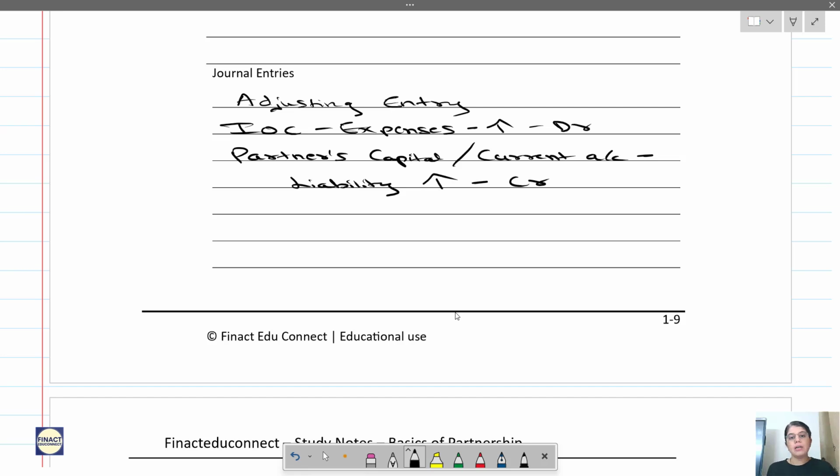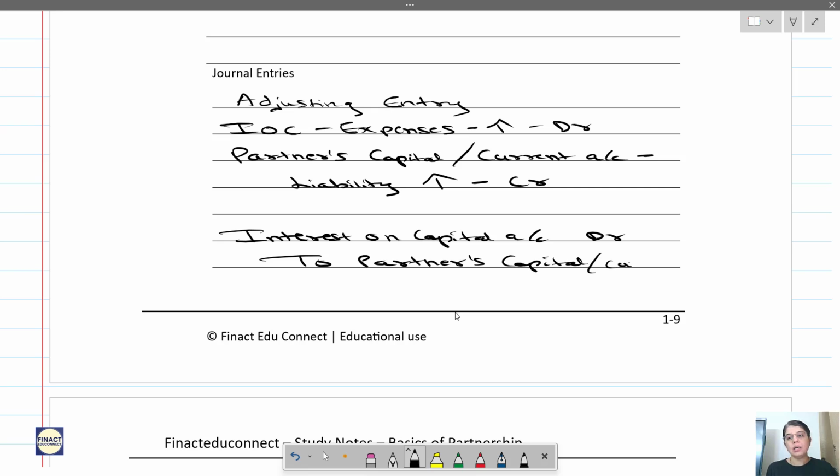So the journal entry for this will be: interest on capital account debit, to partners' capital account or current account. We will see what a current account is later on. Just write this.